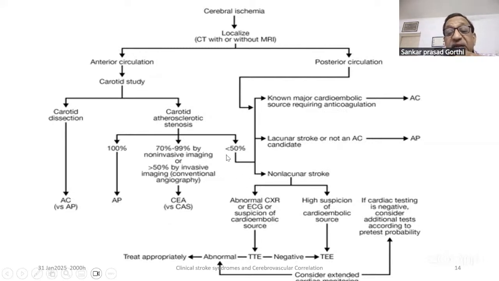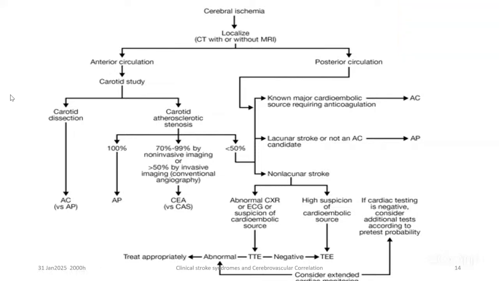If it is less than 50%, what do you do? Known major cardioembolic source requires anticoagulation. Lacunar stroke, it's only antiplatelet agents. Non-lacunar stroke, you have to do various investigations and identify what is the pathology that has caused the stroke. Most important item is cardioembolic stroke. If cardiac testing is negative, consider additional tests according to the pre-test probability, like coagulopathies, etc. So that's a very important broad outlook of what we're going to do.